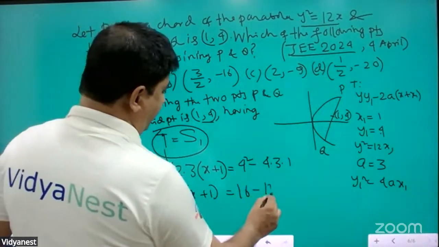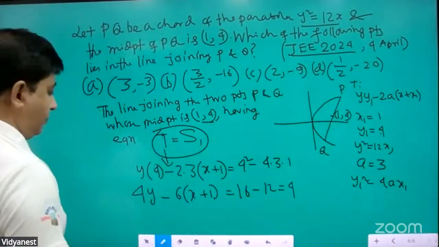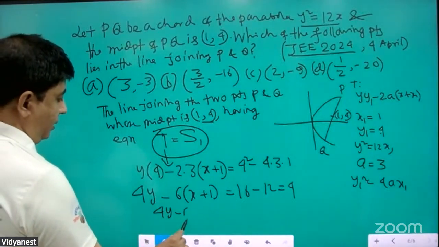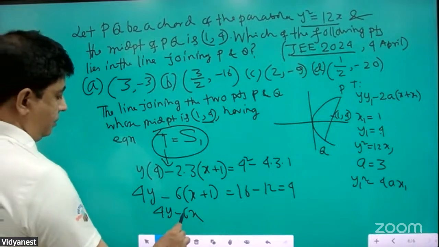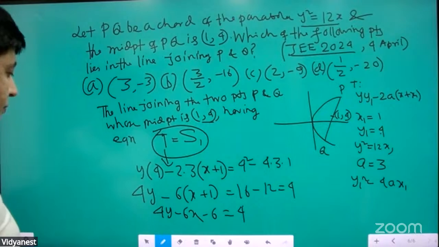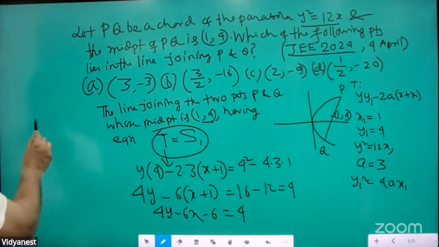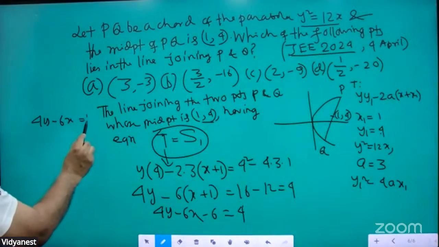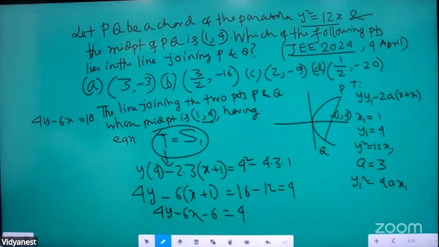(16 minus 12, 4). So 4y minus 6x minus 6 is equal to 4. That will give you what? 4y minus 6x is equal to 10. Can it be reduced more? Yes, by cancelling by 2.